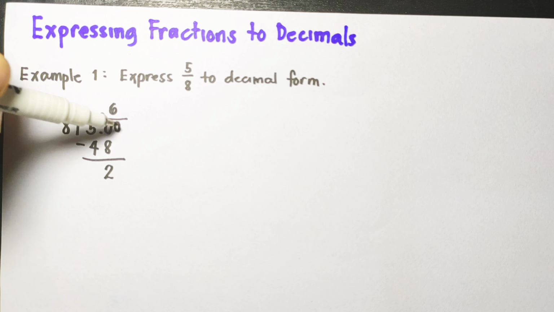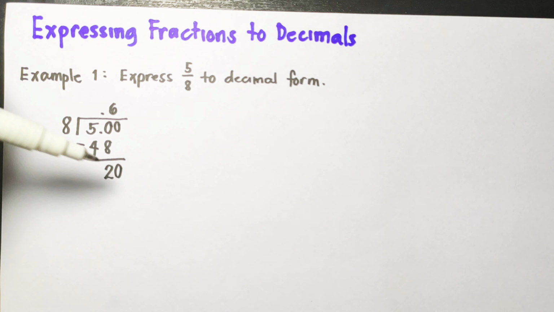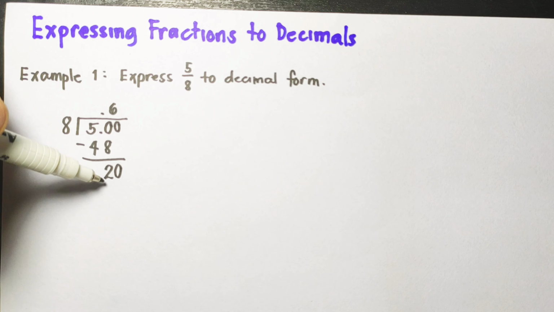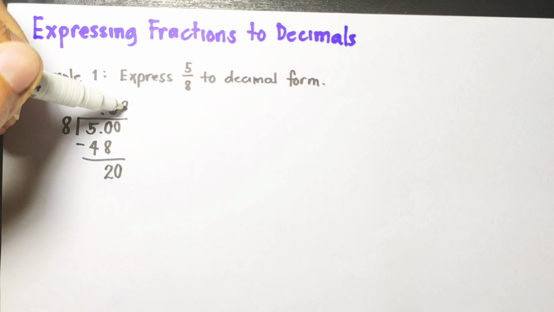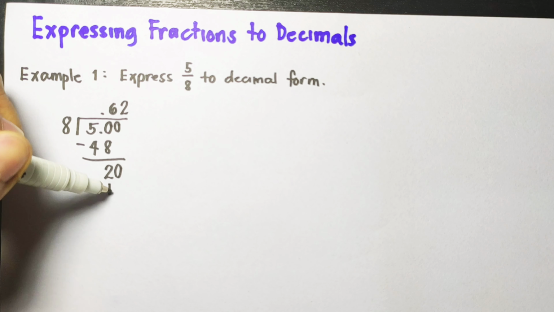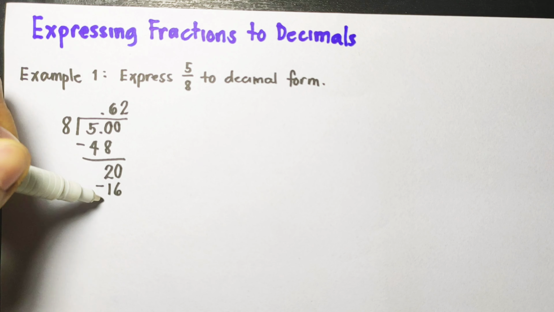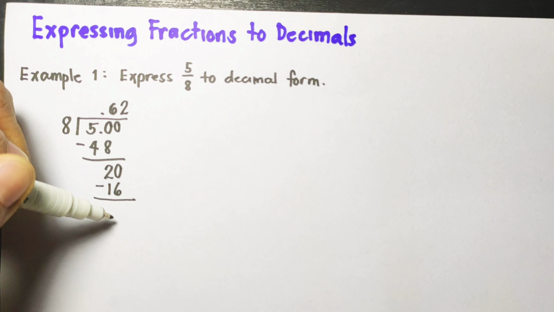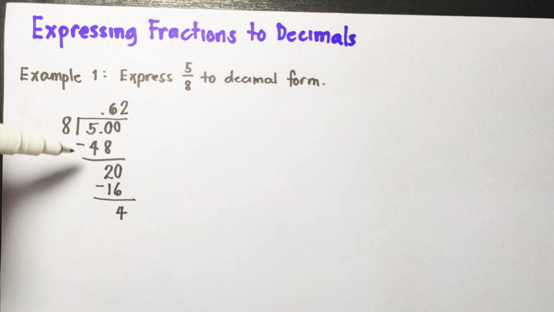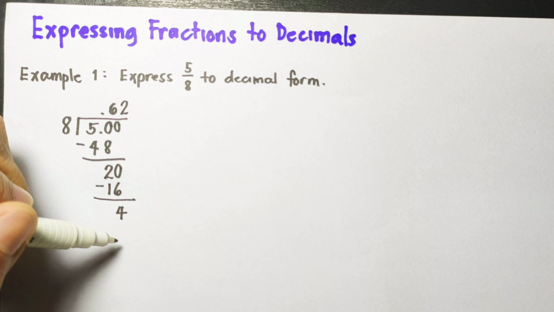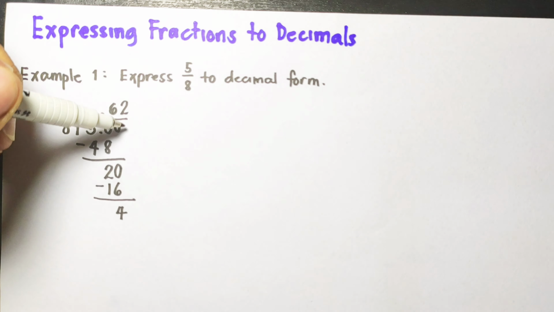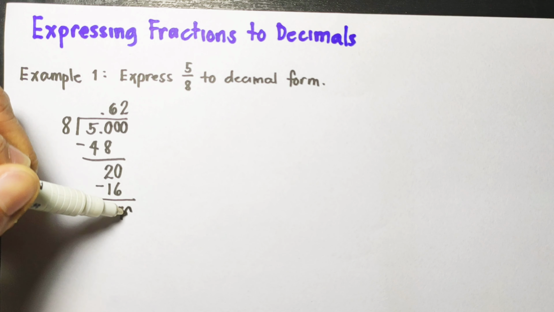So add 0, bring down 0. So how many 8 can you have in 20? We have 2. 2 times 8, 16. Then subtract, 20 minus 16 is 4. Kailangan maging 0 ang remainder. So since hindi pa siya 0, add 0 again, bring down 0.